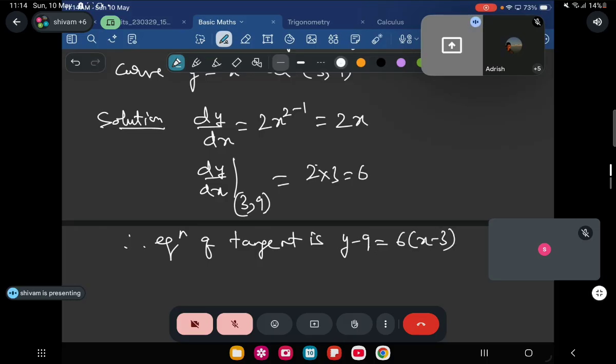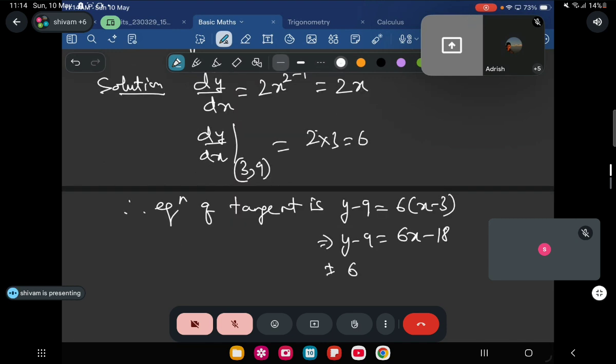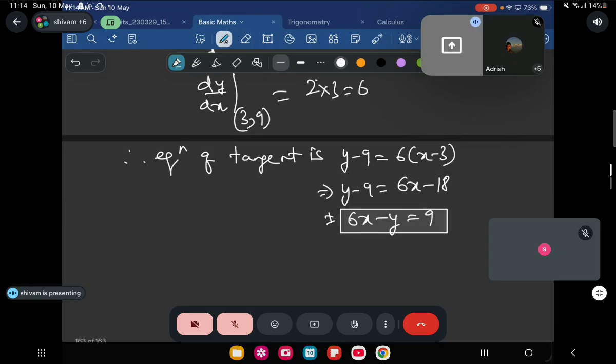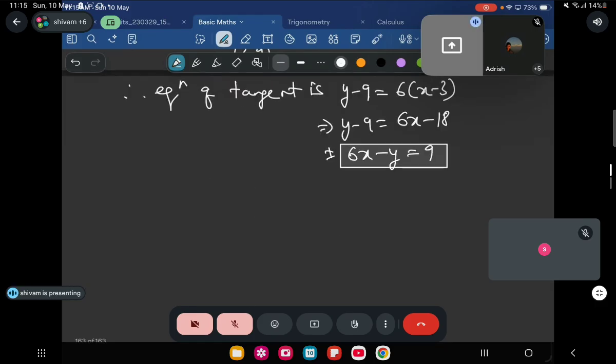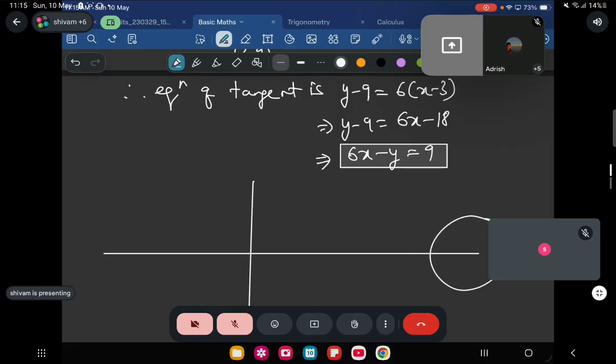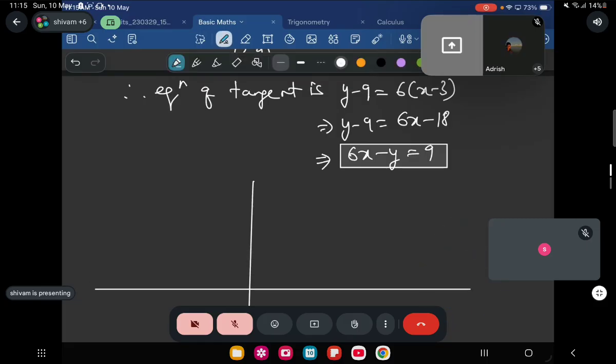Tell me, are people getting it? This implies y minus 9 is equal to 6x minus 18. So I'll get 6x minus y will be equal to 9. This is the equation of tangent. Anyone having any doubt, you can ask me. How will the diagram look? Those who are online, is it clear? Tell me, Adrish, Anish, Rishita, Imon. Anyone having any doubt, you can ask me.